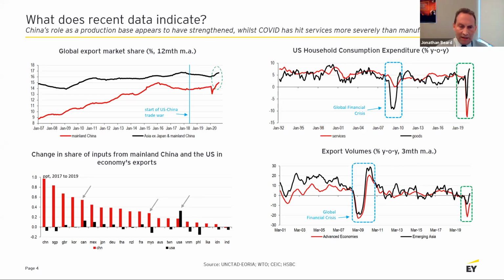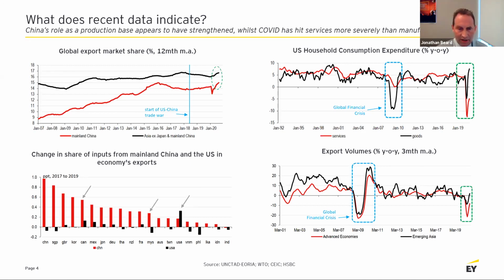The graph underneath is similar to the one I mentioned earlier. It's getting at this notion of how entwined production is in various countries with imports from China or intermediate inputs from China. If you look at the three arrows, the first is Canada. And this is showing between 2017 and 19 that if you looked at Canadian exports, the components within that were accounted for by Chinese imports increased quite dramatically. Likewise, US imports that were being used to create exports from Canada.